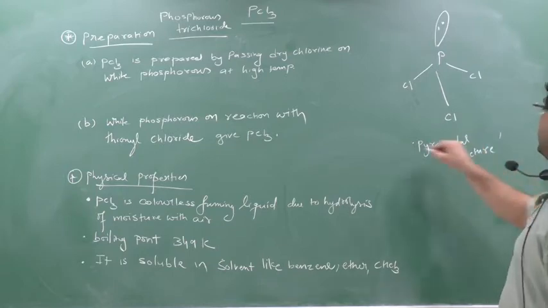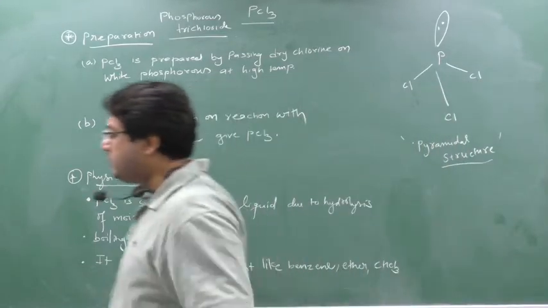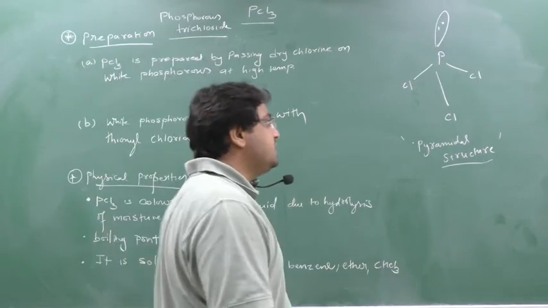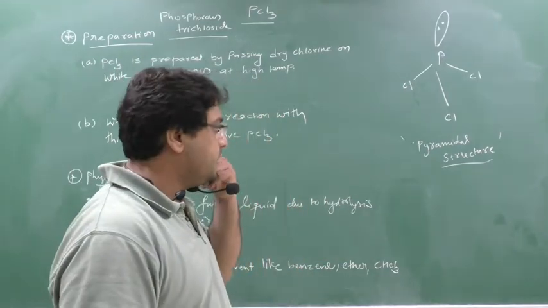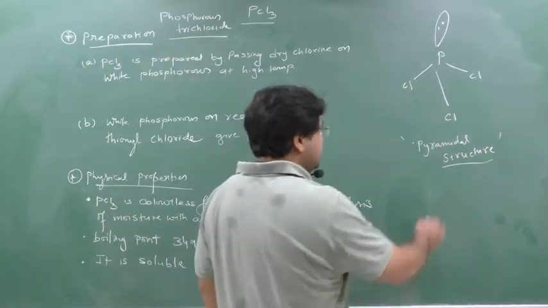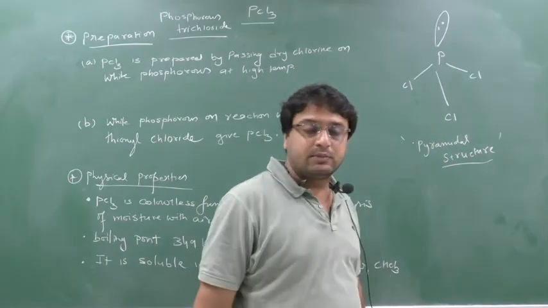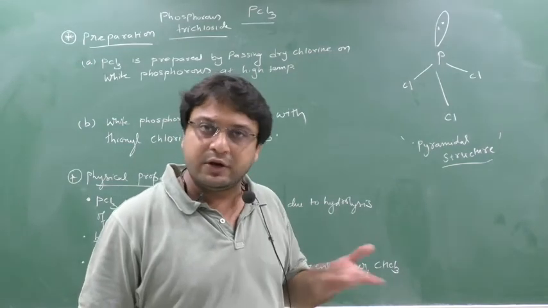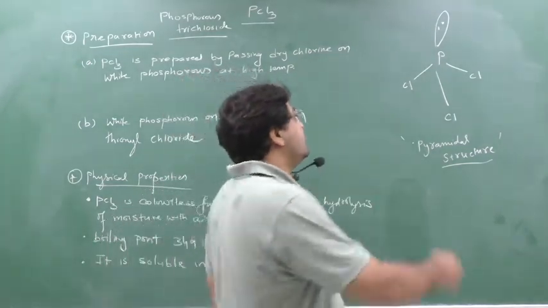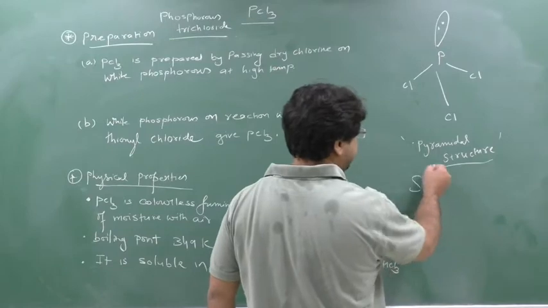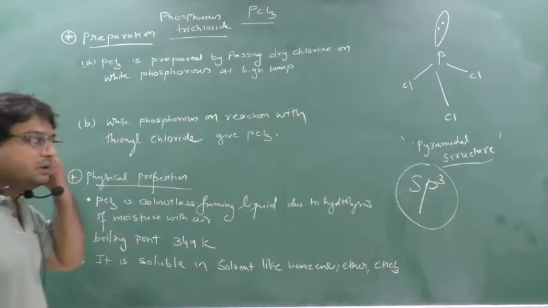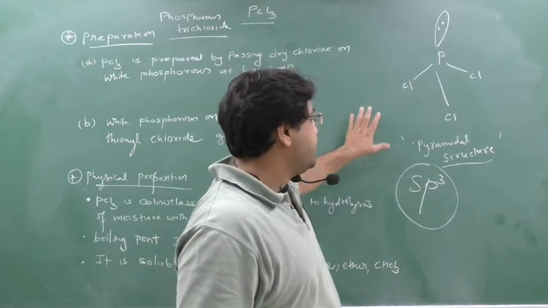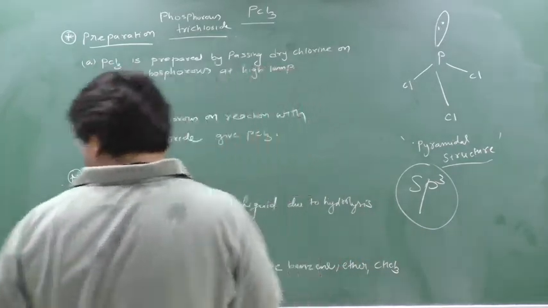Why pyramidal, not tetrahedral? Because of the lone pair. The structure is pyramidal in the gaseous state. Clear? If you see the hybridization, we know how to calculate it: take the sum of the valence electrons, and if the sum is more than 8, divide by 8, the 8 and 2 method. So the hybridization is sp3. Clear? Remember that the PCl3 structure is pyramidal and its hybridization is sp3.